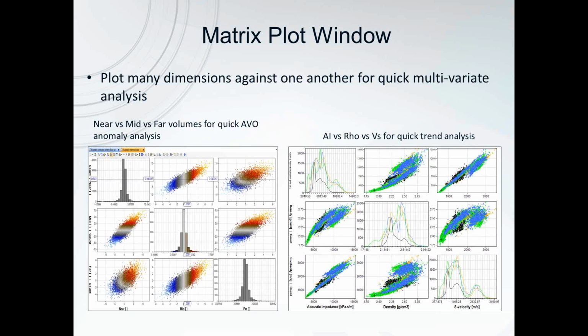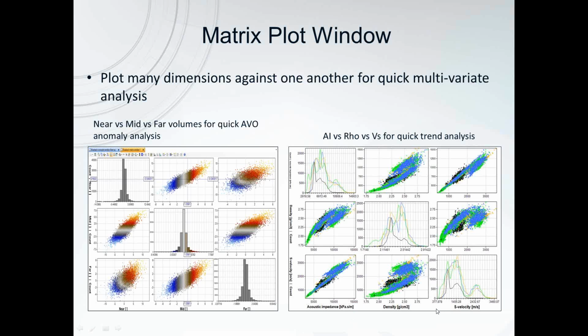The matrix plot allows you to plot multiple dimensions against one another for a quick multivariate analysis. Here you can see I've loaded 3 seismic volumes, so you can plot each seismic volume against each other, to allow for a quick initial AVO screening.